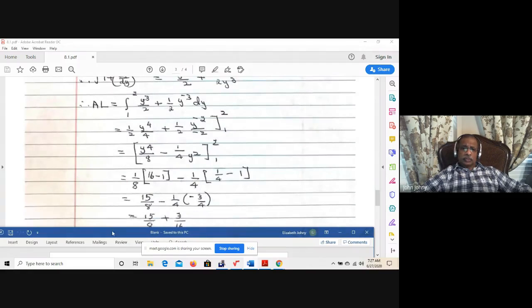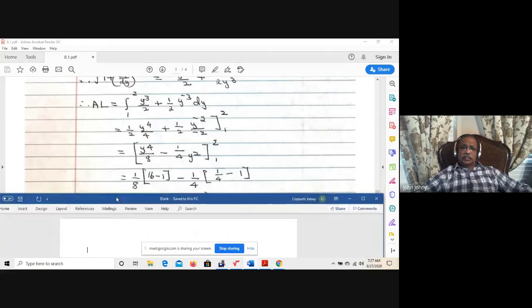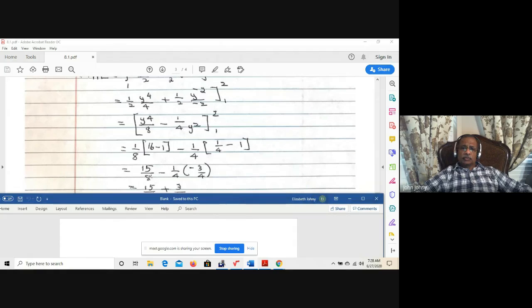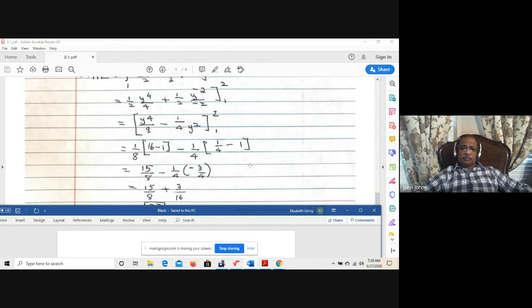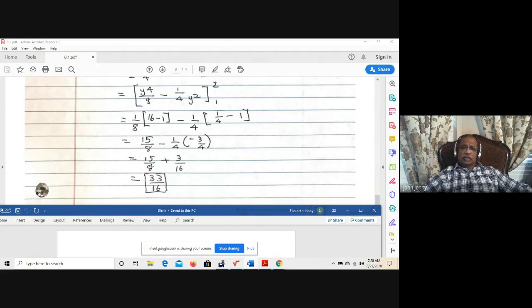So substitute the limit. This is 1 over 8 times 2 to the 4 minus 1 to the 4, that is 16 minus 1, minus 1 fourth times 1 over 2 square minus 1 over 1 square. So that is 1 over 4 times 1 fourth minus 1. That is equal to 15 over 8 minus 1 fourth times negative 3 fourth. That is 15 over 8 plus 3 over 16. And so this is 33 over 16.